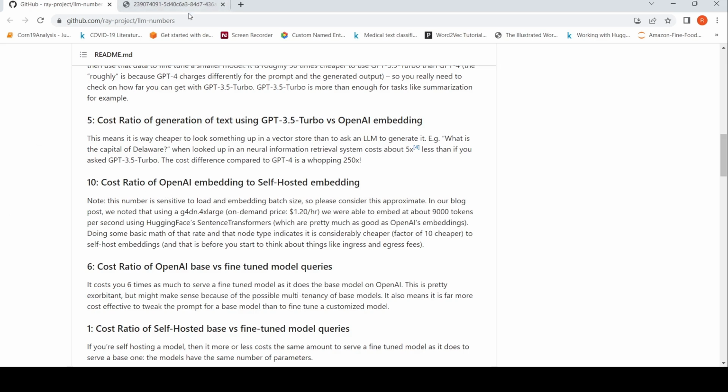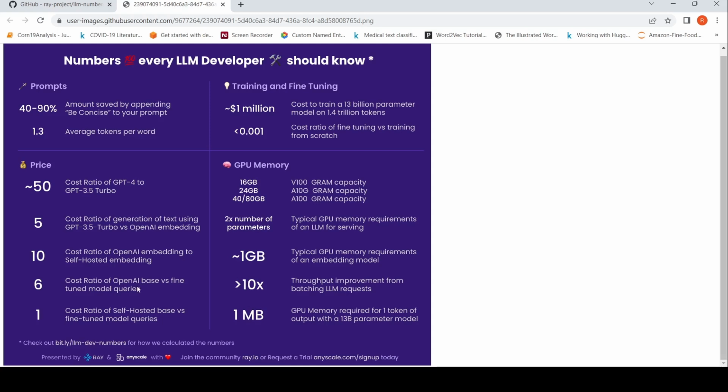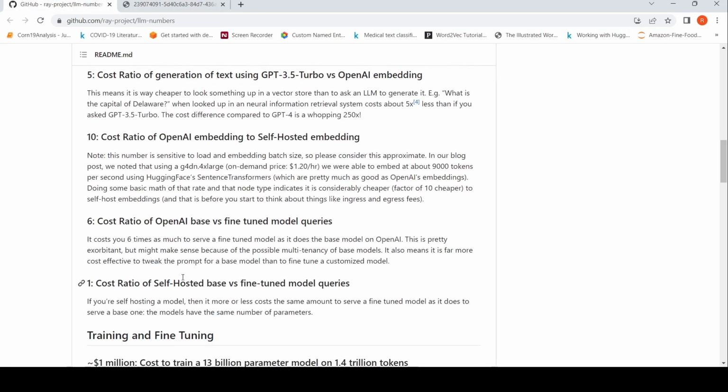The next is the cost ratio of OpenAI base versus fine-tuned model queries. It costs you 6 times as much to serve a fine-tuned model as it does the base model on OpenAI. This is pretty exorbitant but might make sense because of the possible multi-tenancy of base models. It also means it is more cost effective to tweak the prompt for a base model than to fine-tune a customized model. So fine-tuning a customized model is expensive.